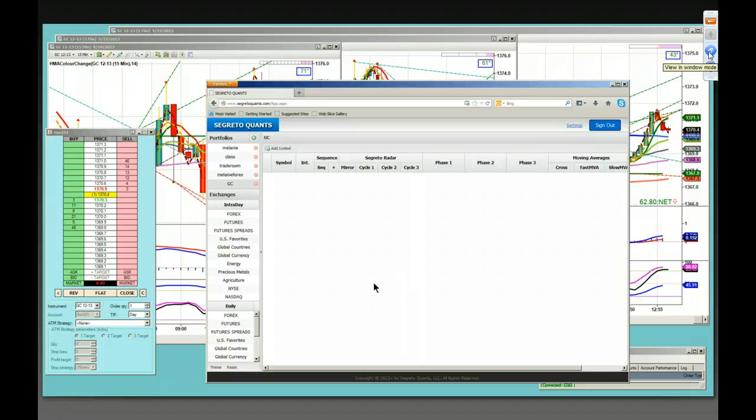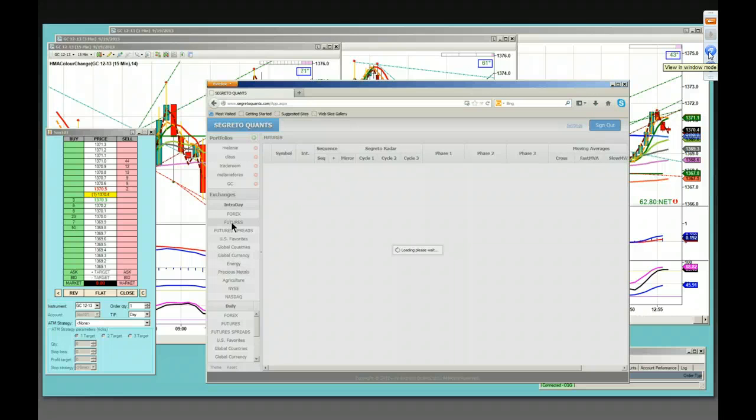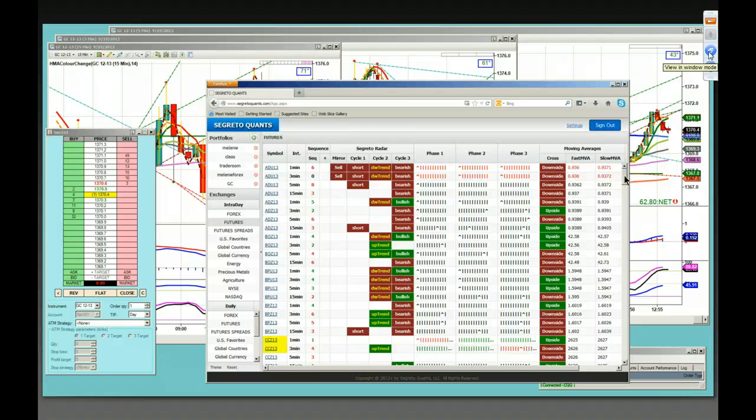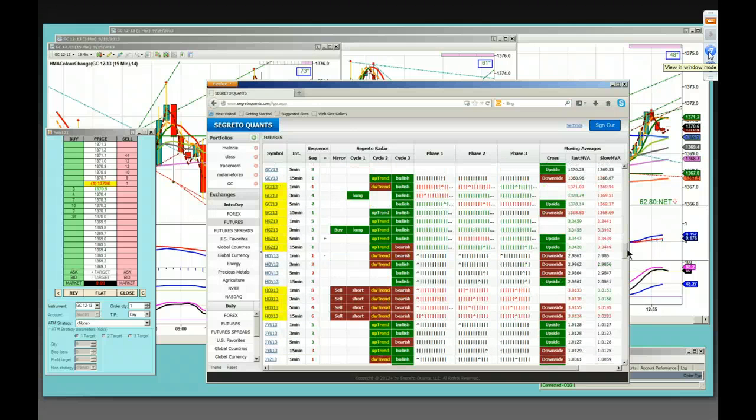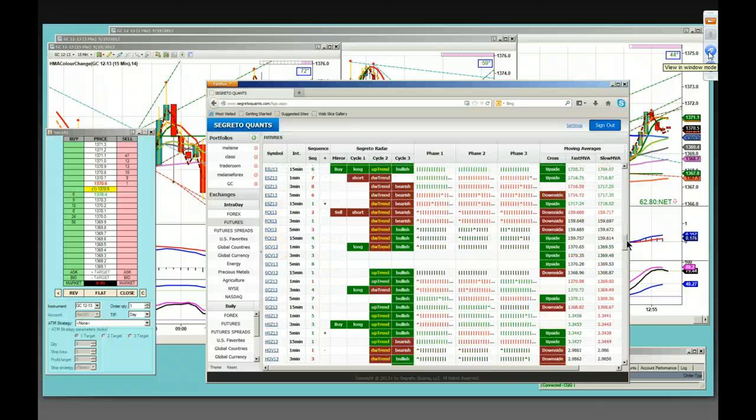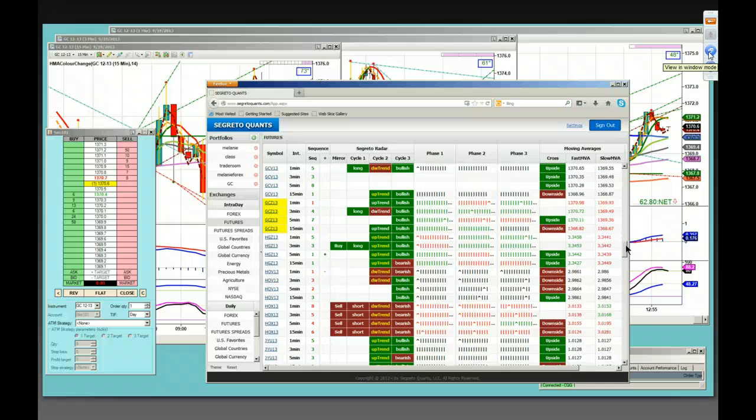Segredo automatically updates. Your folder may not be updated because you have in your folder only the month that you put in there. But if you go to the main list, you see here where it says the exchanges, these you don't have to do anything to. These are automatically updated, okay? So if you go to the list and you're not sure, you can see which one is listed. So you can see GC here.